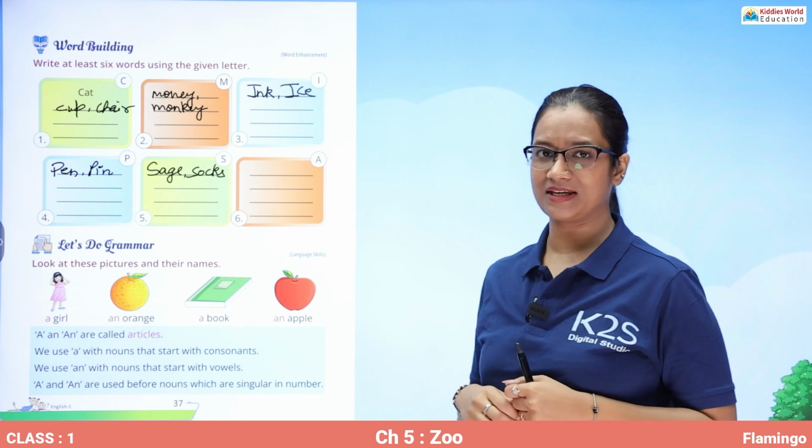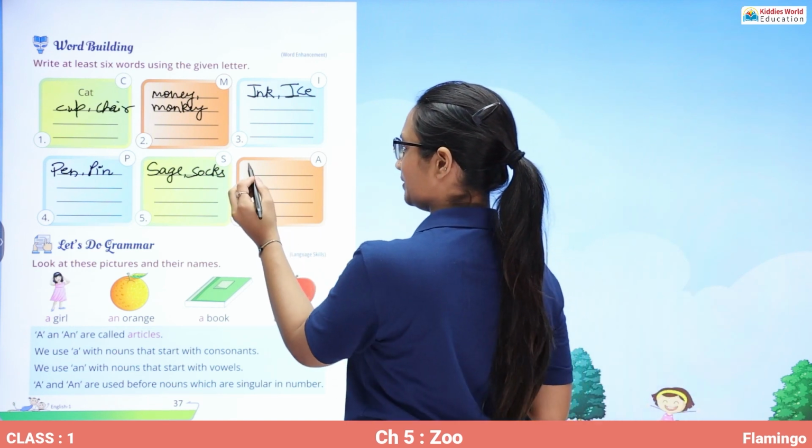After that we have A. So from A we can write apple.